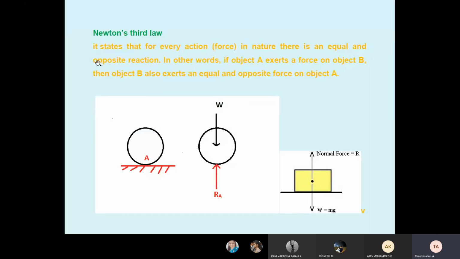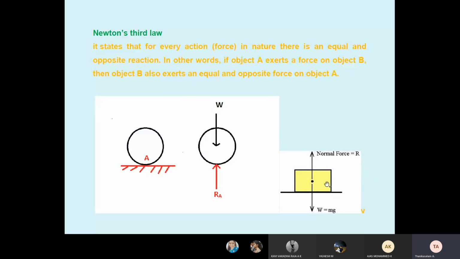Now Newton's third law. Newton's third law says that for every action in nature there is an equal and opposite reaction. The best example, see this diagram. The ball's weight is the action, and the surface develops the opposite reaction. This is Newton's theory: for every action there is an equal and opposite reaction.